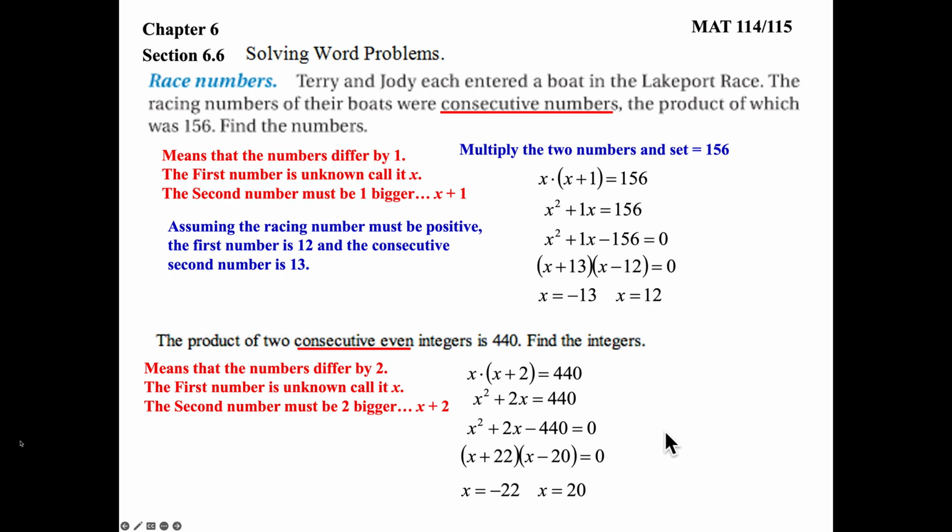Now, in this particular problem, because they're not representing a real-world situation, we have two possible sets of answers. If x were negative 22, then negative 22 plus 2 would be negative 20. Both these numbers multiply to be 440. And if we let the first number be 20, and then 20 plus 2, we would have positive integers, 20 and 22. So what you'll probably see is, what are the two negative integers? Put those in. Then they'll ask, what are the two positive integers? Put that in.